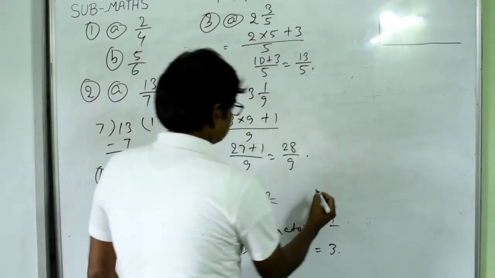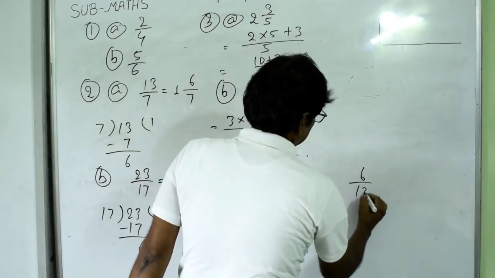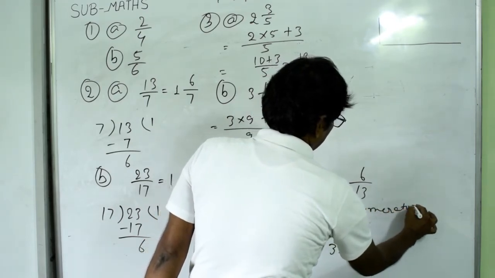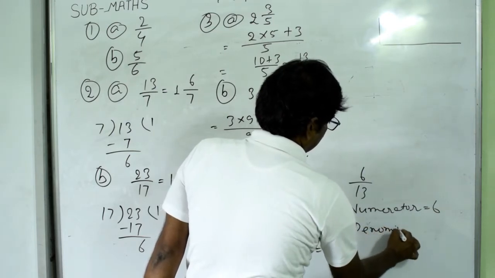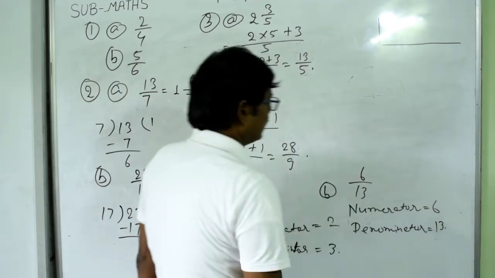Similarly, question number B, you have the fraction 6 by 13. Here the answer is numerator equal to 6 and denominator equal to 13. So you will write the answer like this.